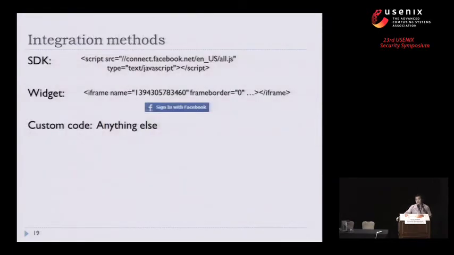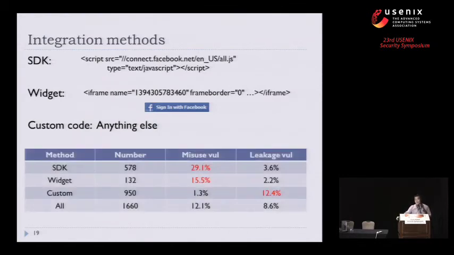We've also tried to break down whether different integration methods have an effect on the vulnerability rate. Basically, we've classified the integration methods into three types: using an SDK, using a widget, or not using either of these, which we call customized code. As you can see in this table, using widgets or SDKs has a much higher possibility of being vulnerable to credential misuse attacks. And using customized code is actually more susceptible to credential leakage vulnerability.